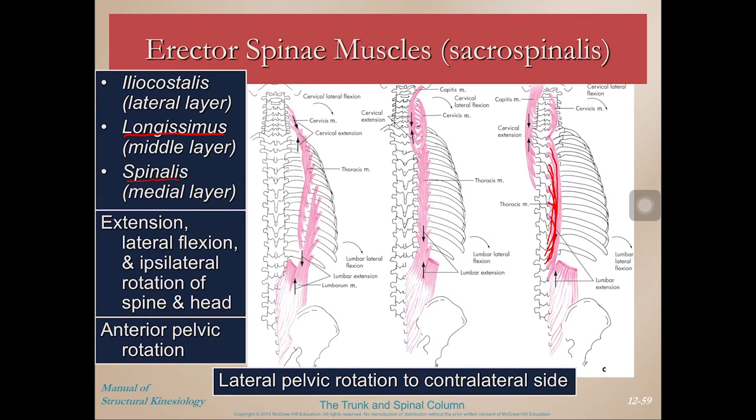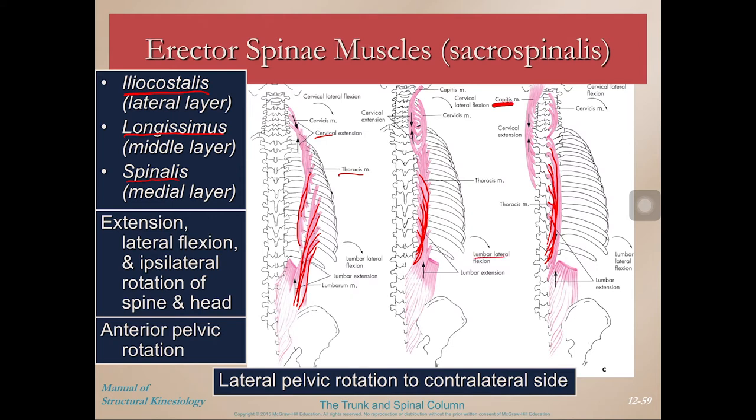This is the middle layer. And these are running just lateral to spinalis. And then we have the iliocostalis layer, which goes from the iliac crest to the ribs. Iliocostalis. Okay, and then I mentioned that they have regions. So we have the thoracic region, cervical region, there's also the capitis region, lumbar region.